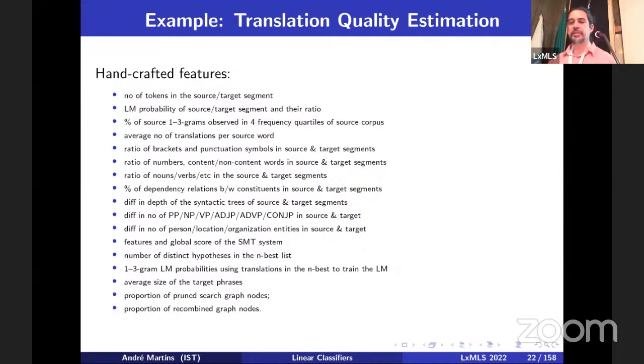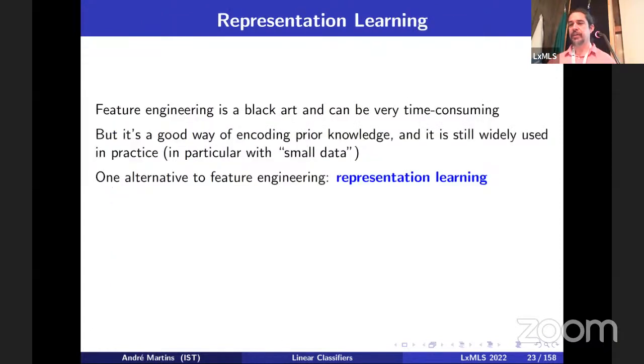Counting different sizes of n-grams. Well, there's all sorts of stuff. I'm not going to get into this. So it takes a lot of work to actually handcraft these features, trying them out, seeing if they are improving the system or not, and so on and so forth. In general, feature engineering is a black art. It can be very time-consuming, but it's a good way to encode prior knowledge.